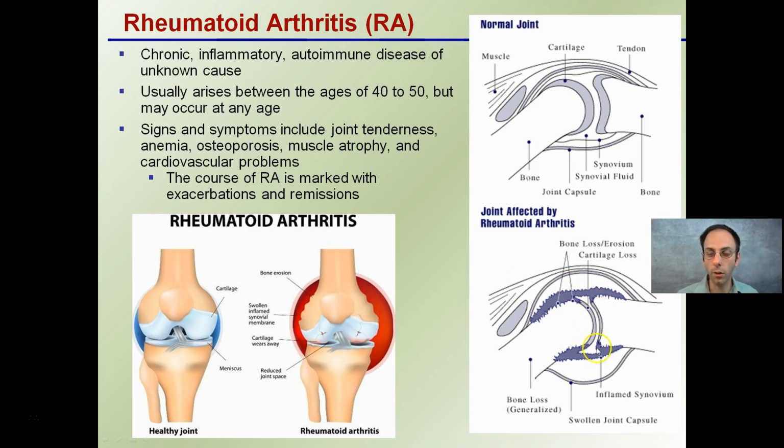We're still losing cartilage. We have this inflammation. We could have bone loss, all other negatives that could occur. Signs and symptoms include joint tenderness, osteoporosis, muscle atrophy, cardiovascular problems. All these can be related to rheumatoid arthritis. The course of rheumatoid arthritis is marked with exacerbations and remissions, kind of this boom and bust. The key part here is that it is an autoimmune disease.